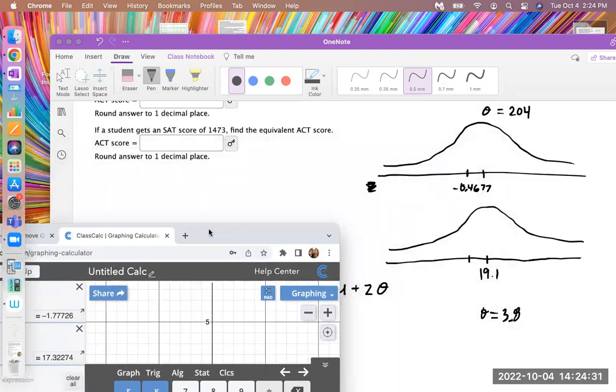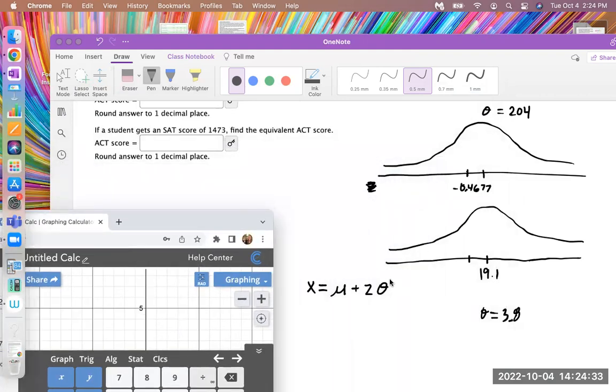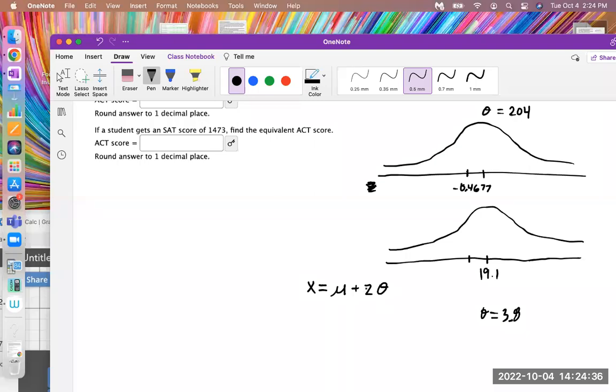So this is the formula that we used, and we just followed order of operations. We put the z-score that we found for the data value that we're trying to compare, to see what ACT score would be. I plug in the z-score of the SAT score with the standard deviation of the ACT scores and the mean of the ACT scores. And I just simplify.